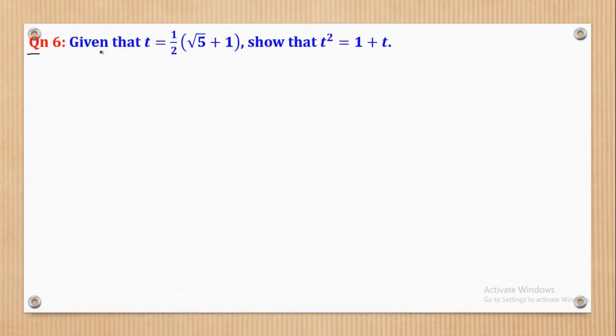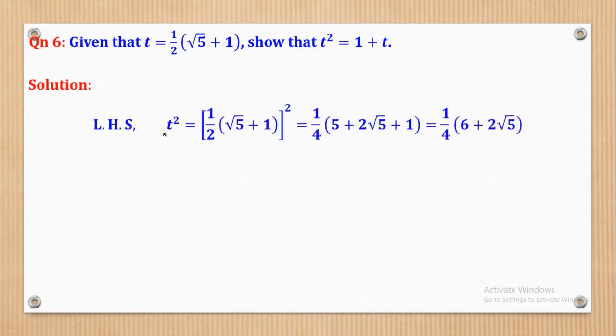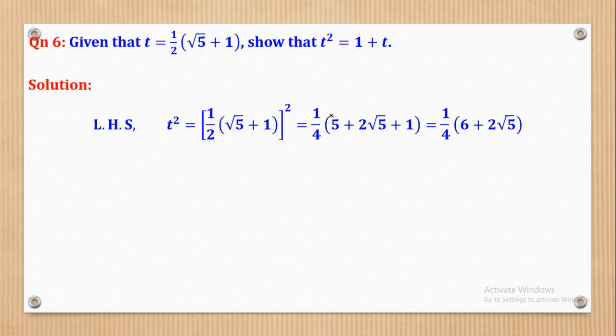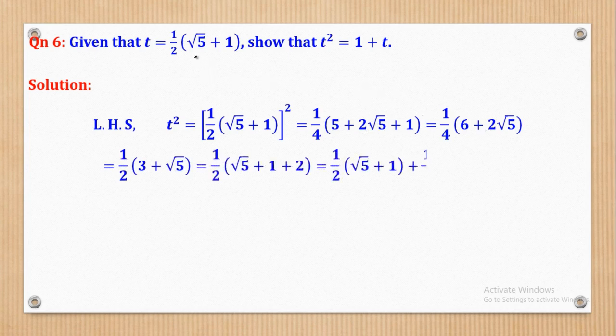And question 6 says given that t is equal to this, show that t squared is equal to 1 plus t. Therefore we shall start from the left hand side. T squared is equal to the whole of this squared, which is that. Then when I expand, it will be giving me that, because this half becomes a quarter, and expanding this one gives you this. I hope you remember the expansion of a plus b squared. Then when I collect like terms, this plus this gives you 6, and this is maintained. But remember, t is t, inside there is only 1 plus root 5.